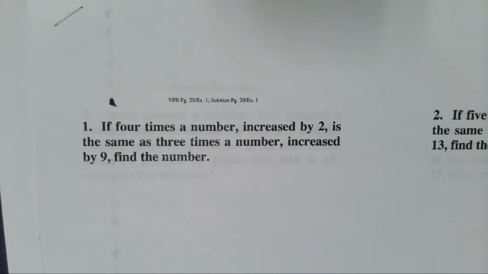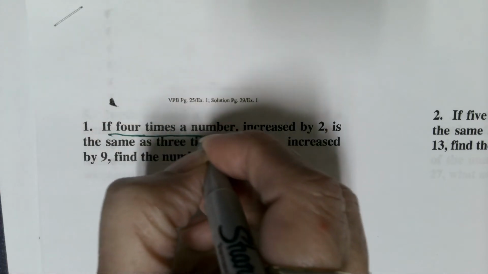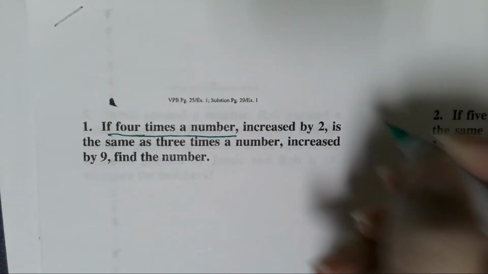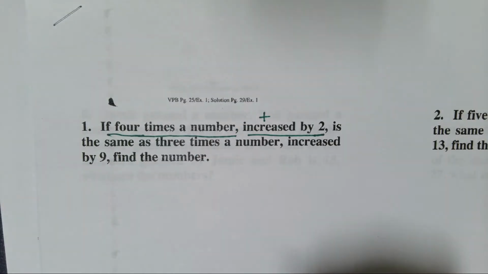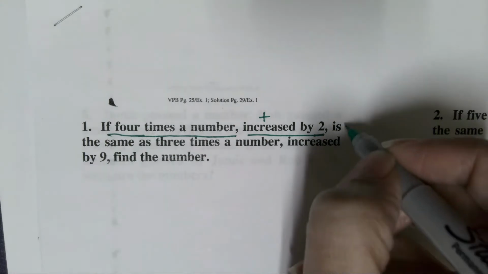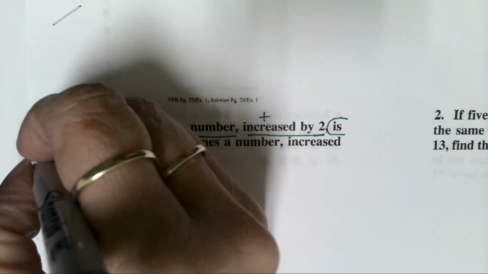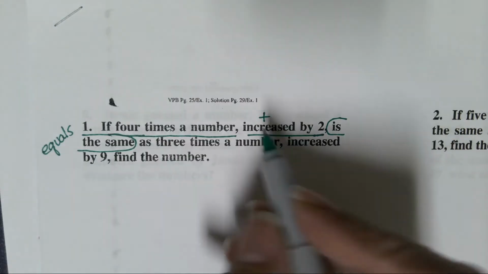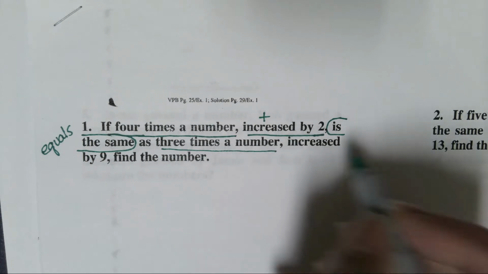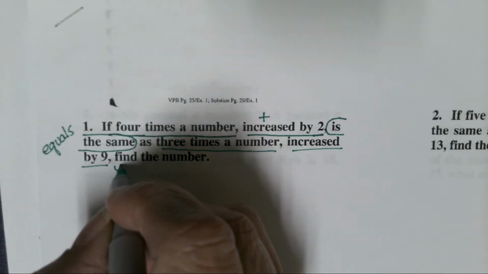1. So problem number 1 says, if 4 times a number, I know that's important so I'm going to underline it, increased by 2, remember that increased means we add, is the same as, which simply means equals, 3 times the number increased by 9. And we want to find the number.